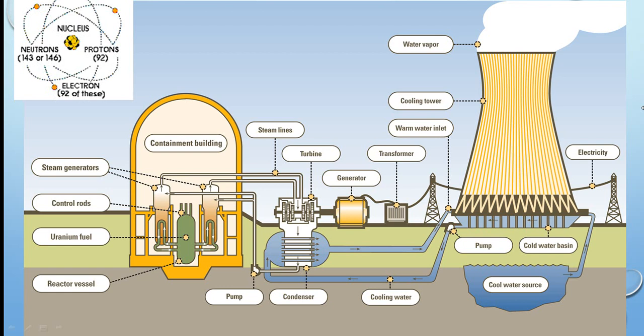There's our neutrons and protons inside the nucleus over here. When they break down on their own, then that's when the little beta particle gets shot out.